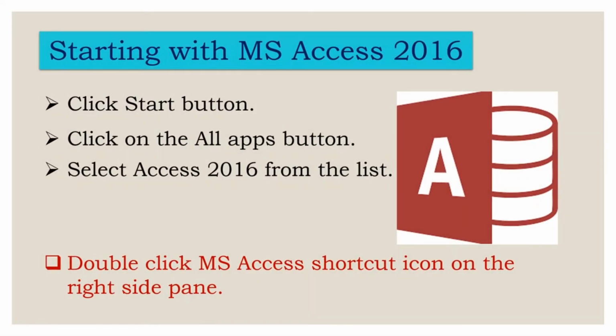Starting with MS Access 2016. Click Start button. Click on All Apps button. From there, you can select Access 2016 from the list. Or you can open MS Access by double-click MS Access shortcut icon on the right side pane.